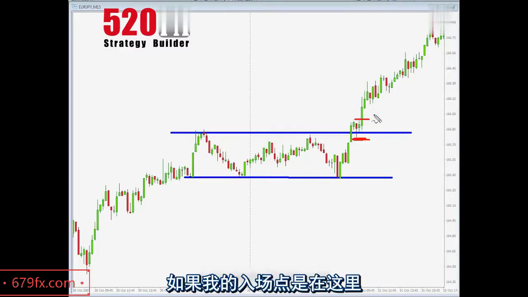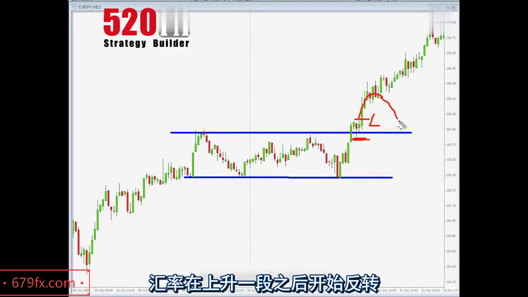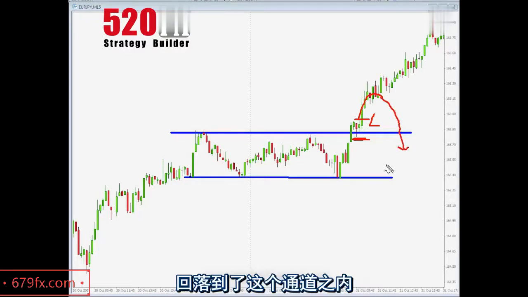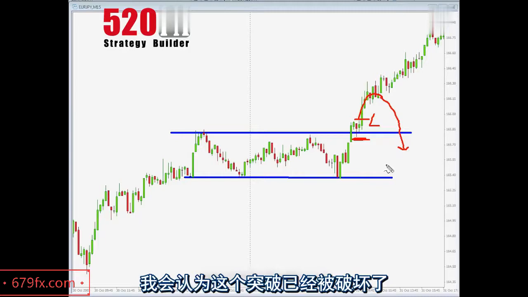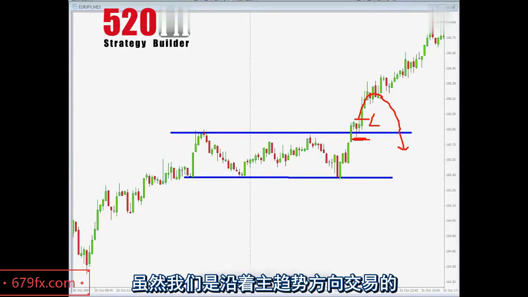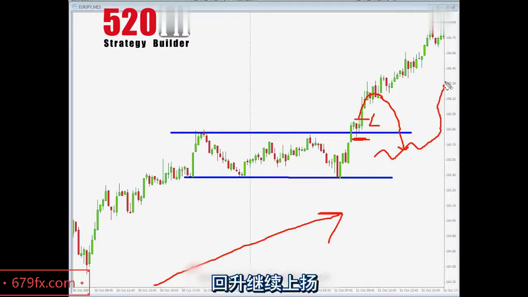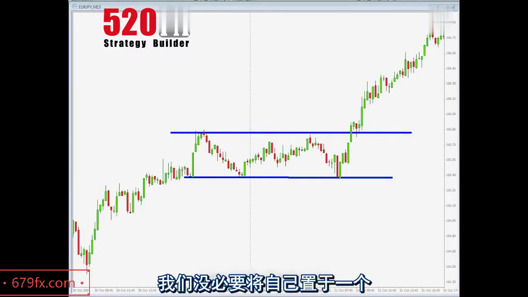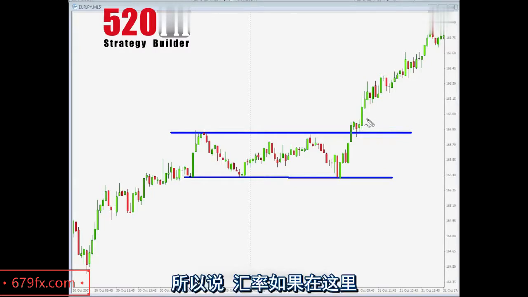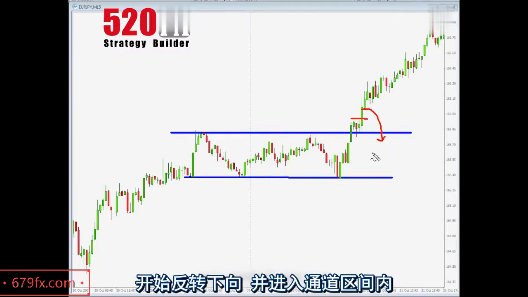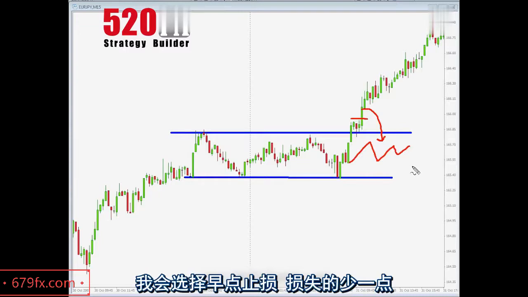If upon entry, right there, price decides to turn around and go back into the range, in my opinion, that breakout has fizzled. Okay, yes, I understand that we are trading in the direction of the main trend, and chances are that sooner or later price will begin moving up again. But in my opinion, there is no point in eating up a large drawdown if it's not necessary. So like I say, if upon entry price decides to retrace back into the range area, I'd rather exit out at a small loss. Okay, remember my stop loss was placed down there.